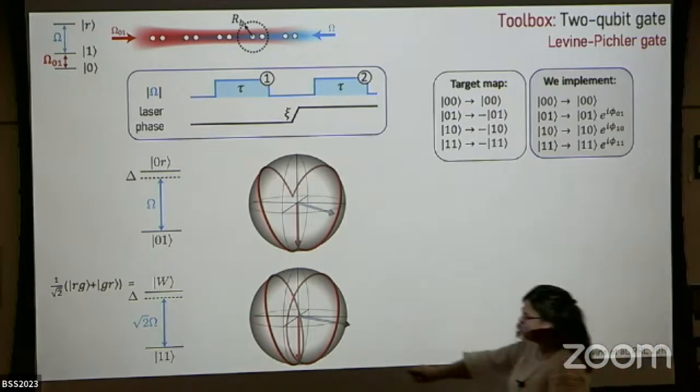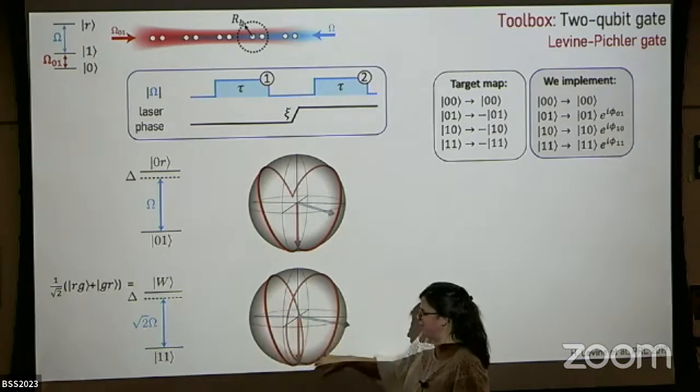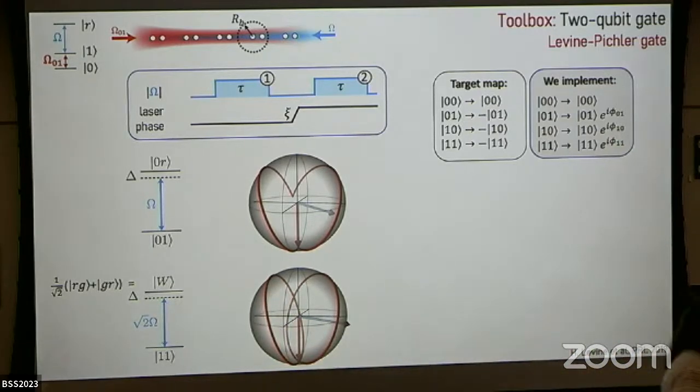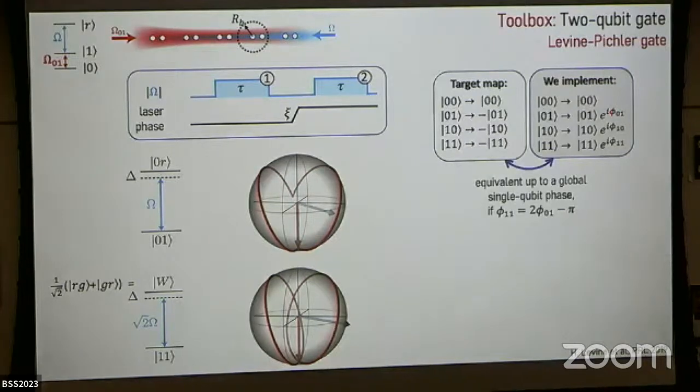So basically it is this area here. I don't have a way of highlighting it. So it's different for the two, but we can have the two. These two things are equivalent to each other up to a global phase, single qubit phase, if this is true: if phi 11 is equal to 2 phi 01 minus pi, sorry. So we need to find a way to make these terms equal to each other.